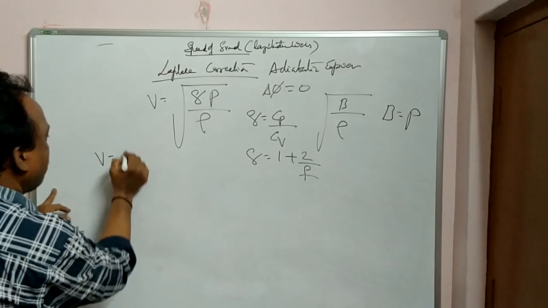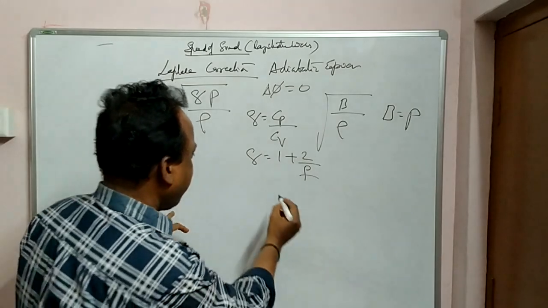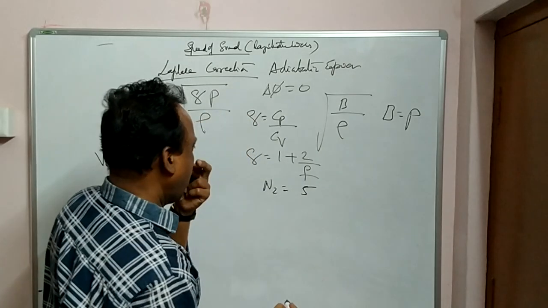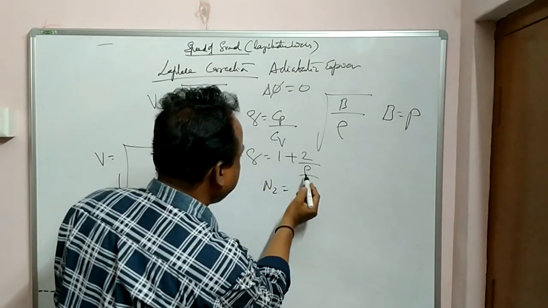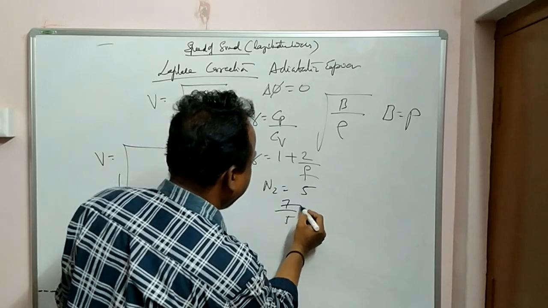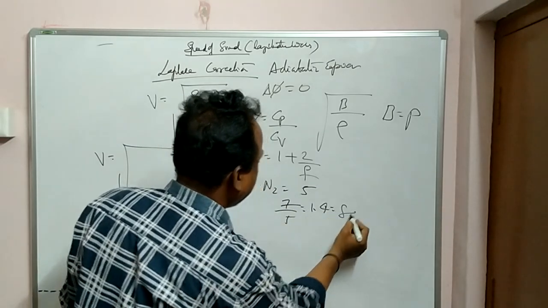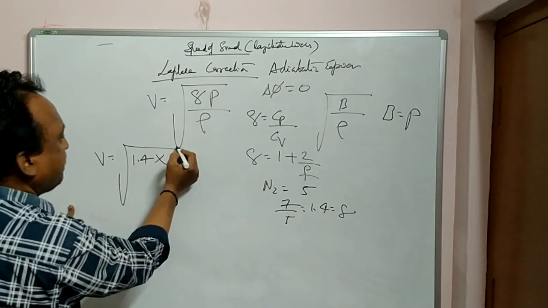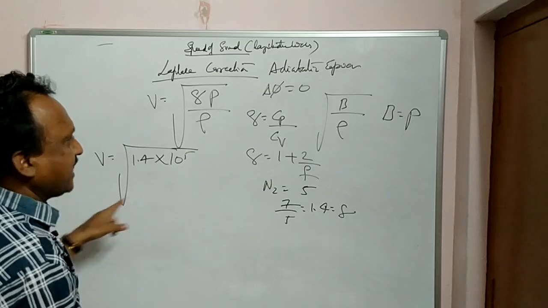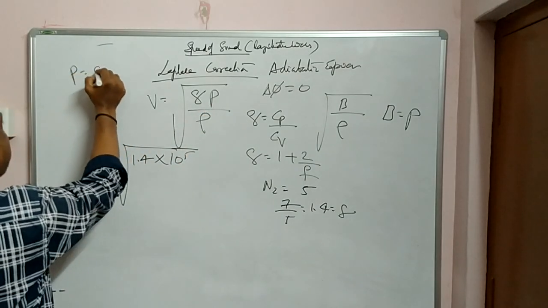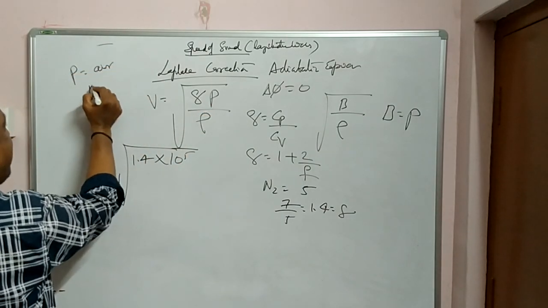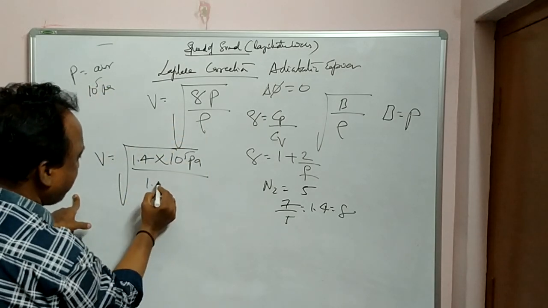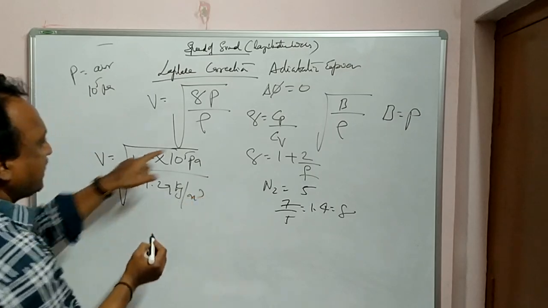Laplace took nitrogen gas N2, which is diatomic, with degree of freedom 5. So when you put the value 5 here, what does it become? 5 plus 2, 7 by 5, that is 1.4, gamma for N2 gas. So when you substitute gamma 1.4 and the pressure of the air, how much? 10 power 5 pascals, by density, again 1.29 kg per meter cube, the density of air.